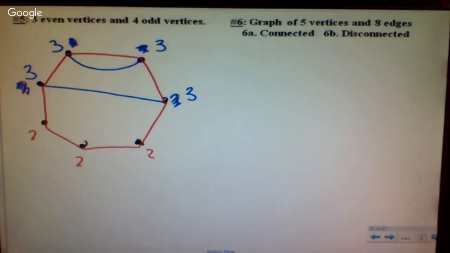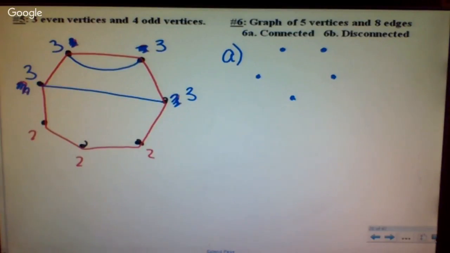Okay. Oh, this number 6 looks crazy. This number 6 does slightly look crazy. Okay, so they want us to do 2 separate ones with this. They want us to do part A, where we draw a connected graph. So I need 5 dots. You're doing 2 separate graphs, one for A and one for B. Okay, I need 5 dots.